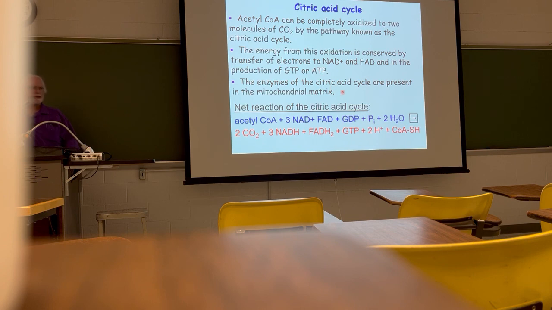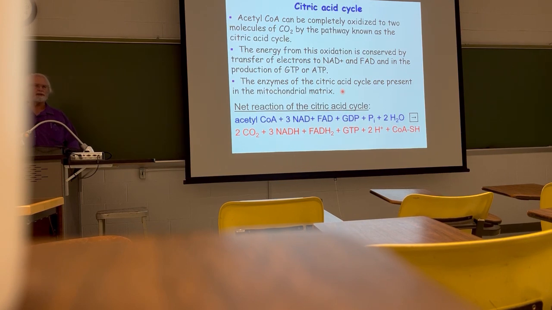The enzymes for the citric acid cycle are also in the mitochondrial matrix. So the matrix is the inside solution inside the mitochondria, and the pyruvate dehydrogenase complex is in the same compartment. So the acetyl-CoA that's formed from pyruvate is already in the right place in the cell, in the mitochondrial matrix, to be used by the enzymes of the citric acid cycle.